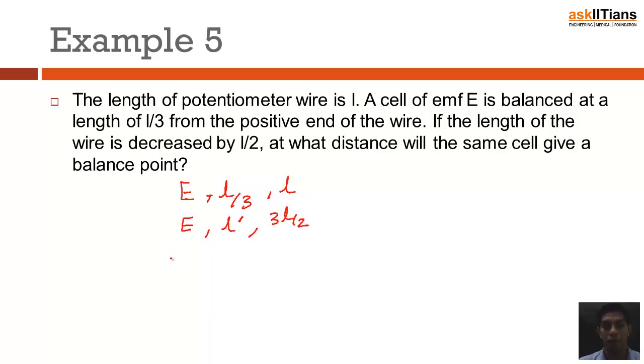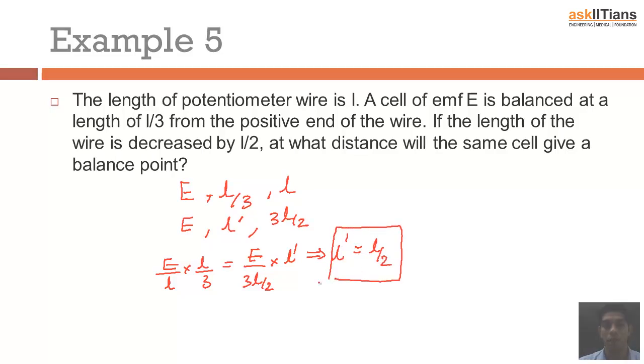We definitely know that we can write this as E divided by L into L by 3 equals E divided by the new length, which is now 3L by 2, multiplied by L dash. With this, we found out that L dash is equal to L by 2. So this is my new balance point.